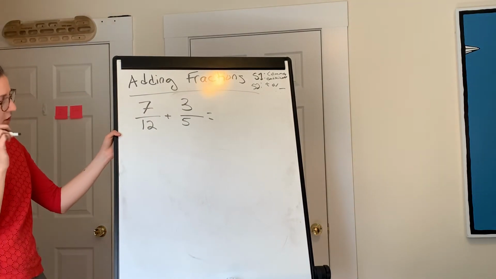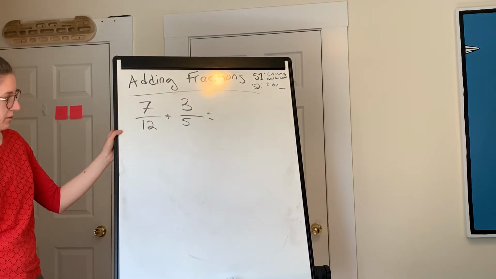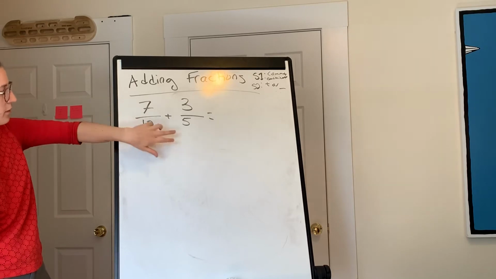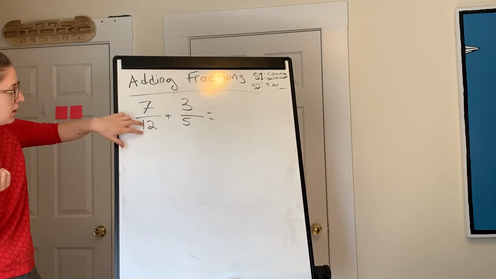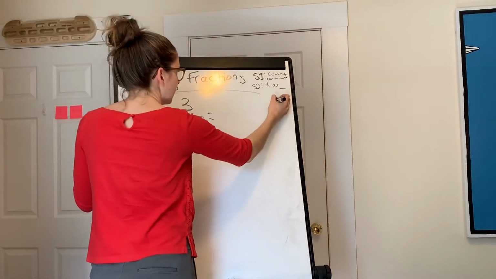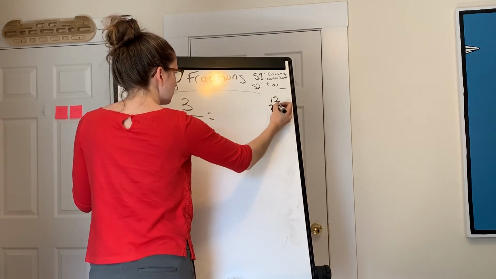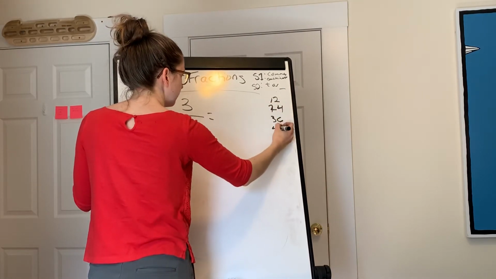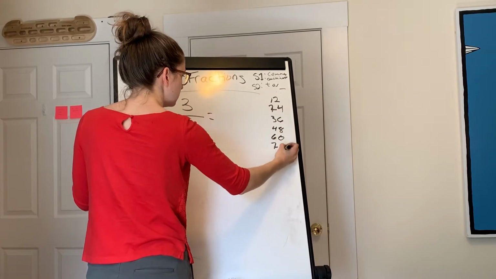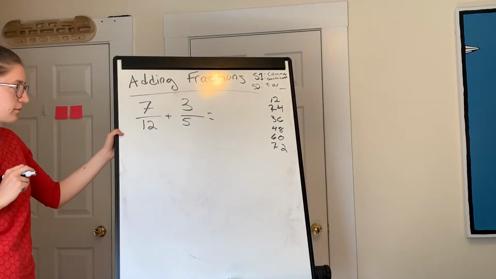Okay, first step, find the common denominator. We want to find a number where both of these fit in evenly. So we're going to write out the multiples of 12 to help us get there. So it's 12, 24, 36, 48, 60, 72. I hope we don't have to go higher than that.